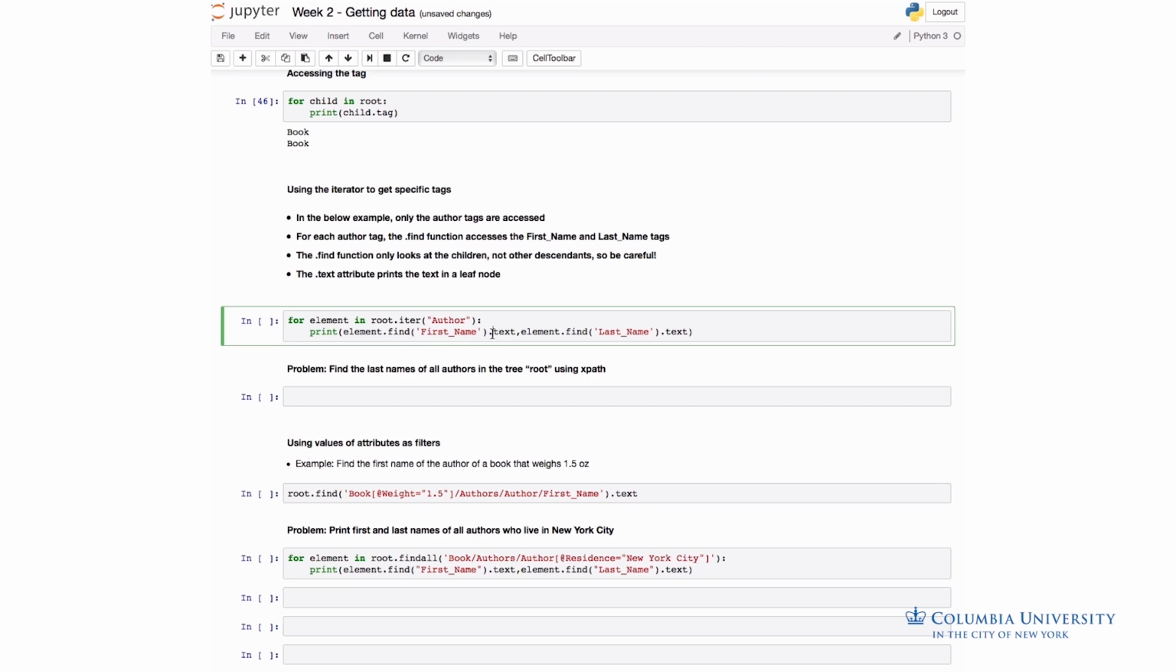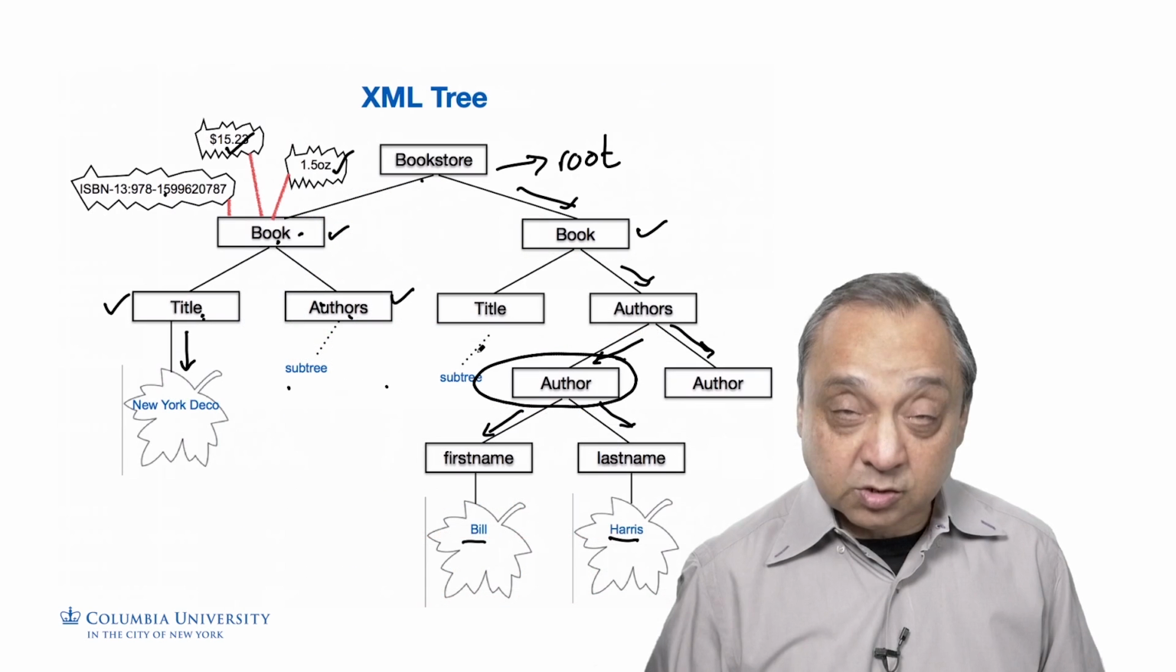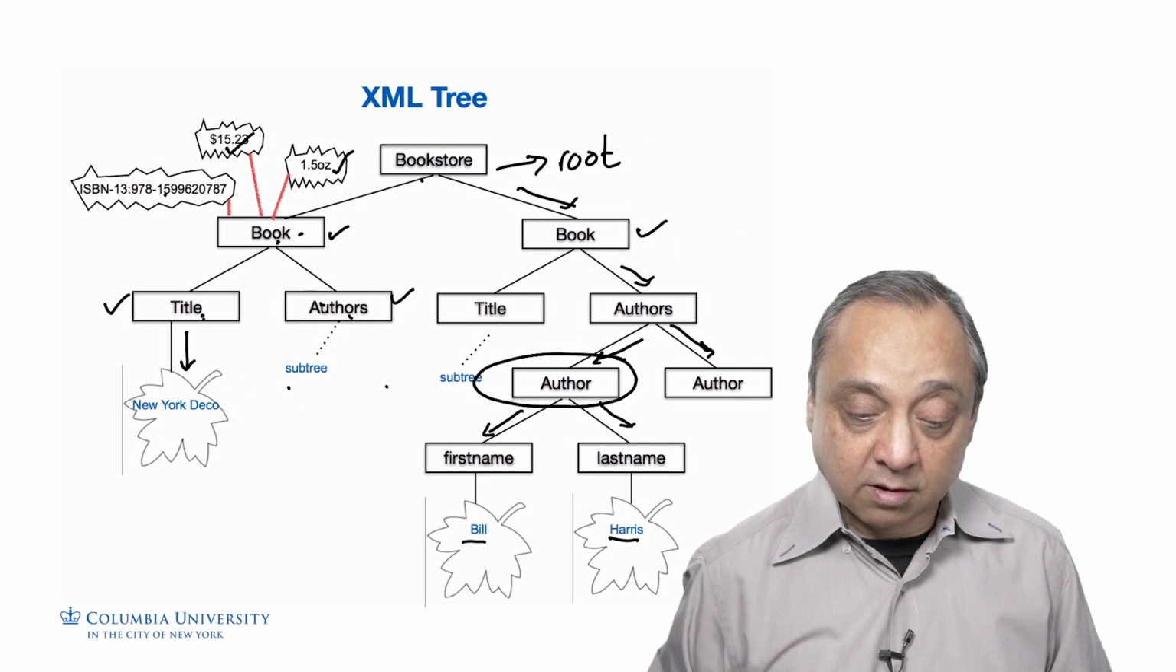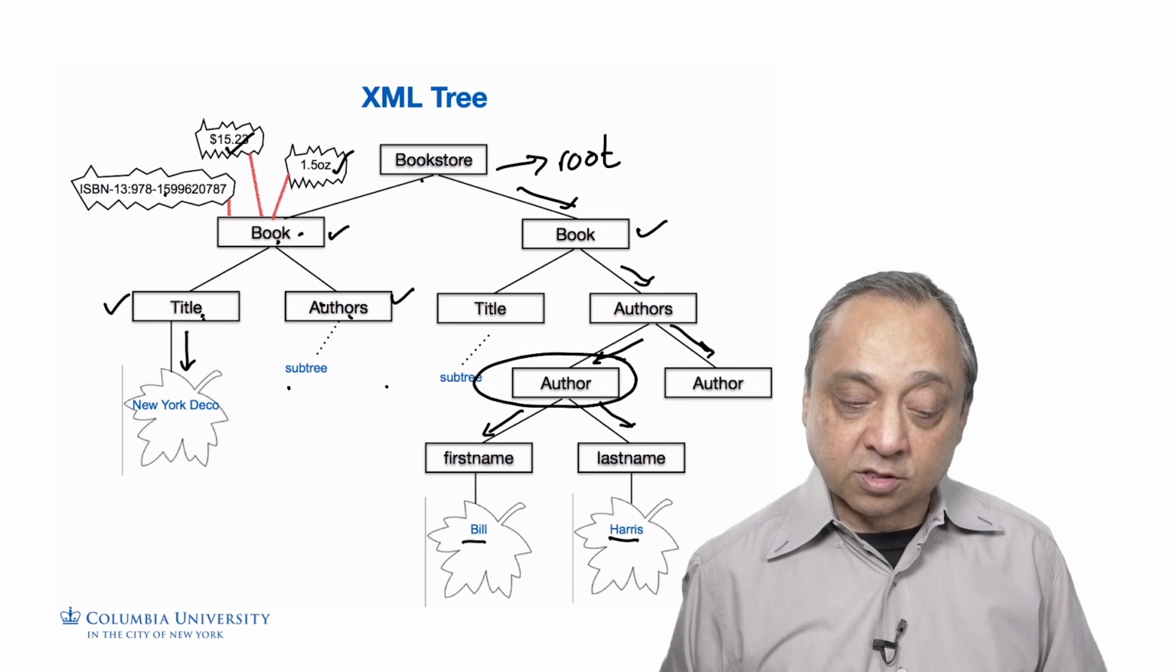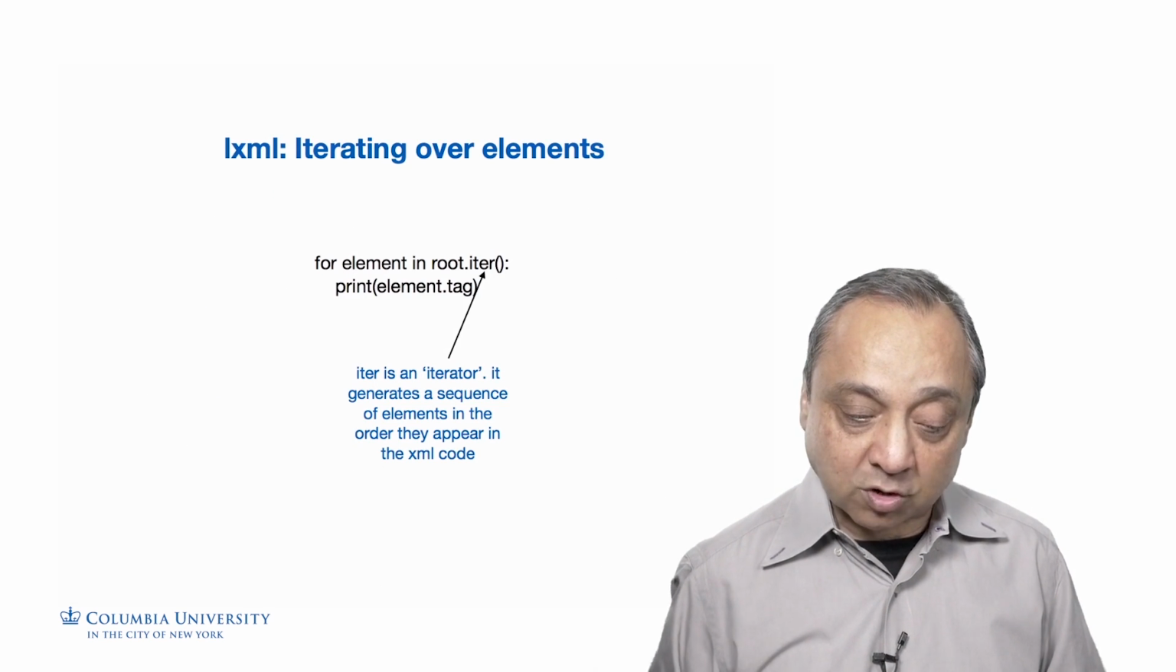So if we do that, we go back here and run this. And then the last step here, of course, is we're going to say, give me the text associated with that. So now we are saying that for an author, find the first name and get the leaf text for that. So we're actually getting data here. And similarly for the last name. So what this will give us is all the authors in our XML tree. So we have 3 authors, Richard Barinholtz, Bill Harris, and Georg Brockman, and those 3 authors show up over here.